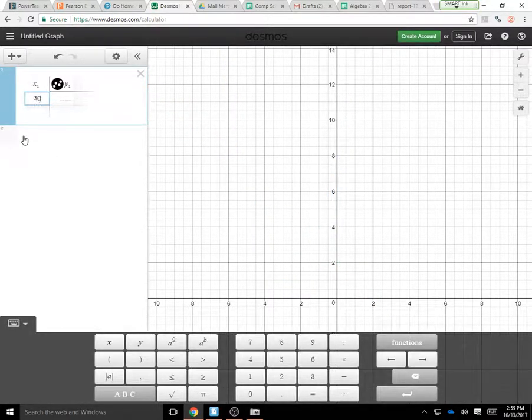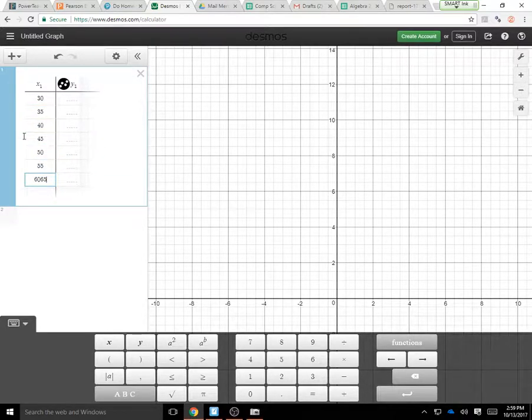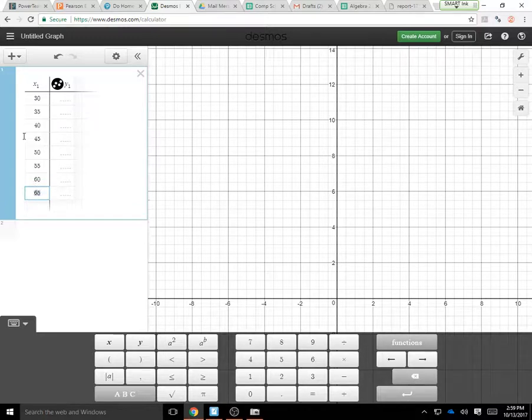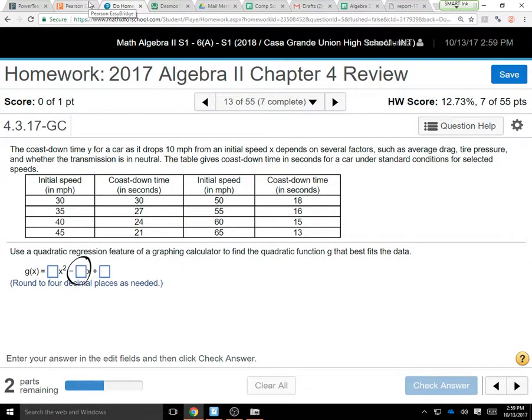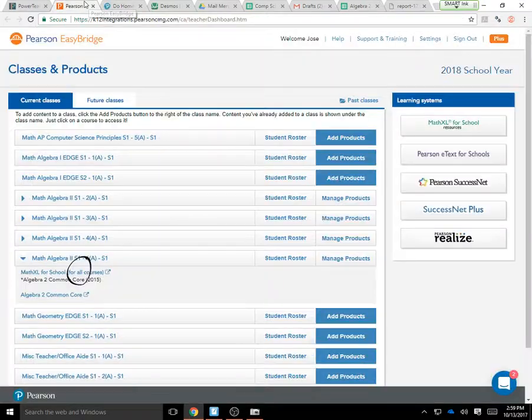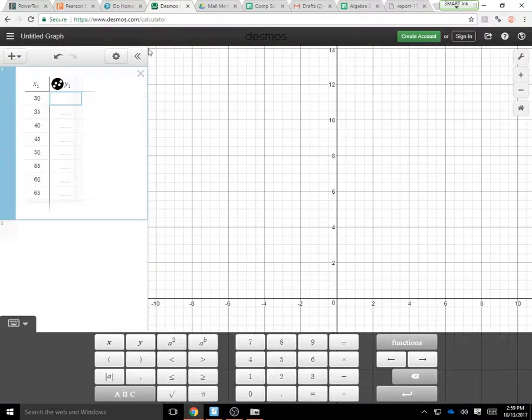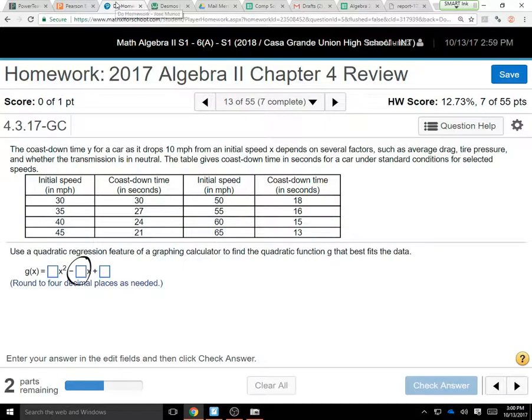Make a table. 30, 35, 40, 45, 50, 55, 60, 65, good. And then we're going to plug in 30, 27, 21, 20, 24, 21.